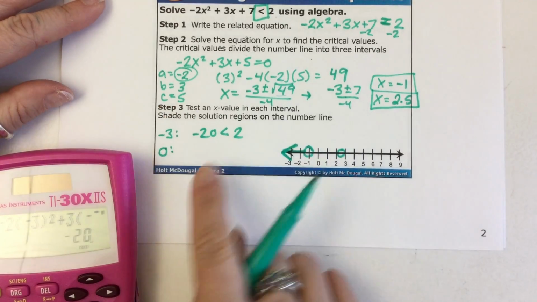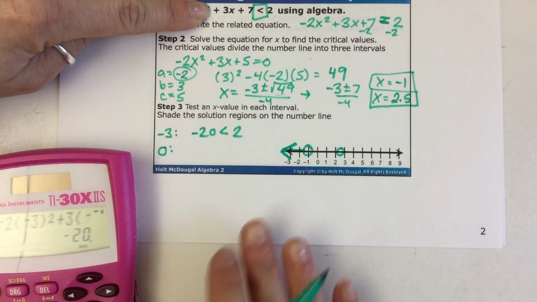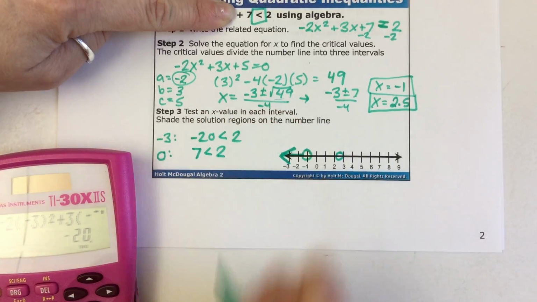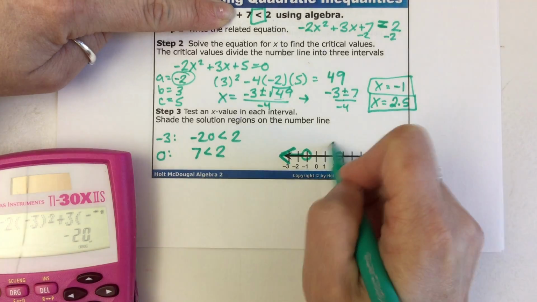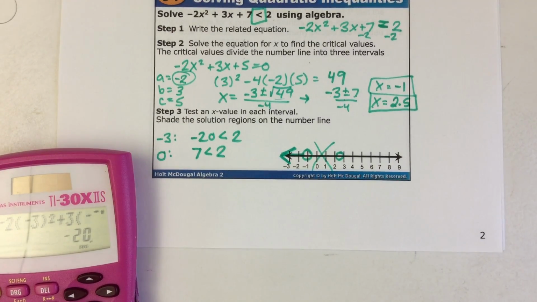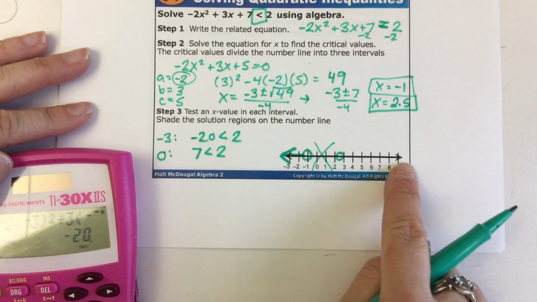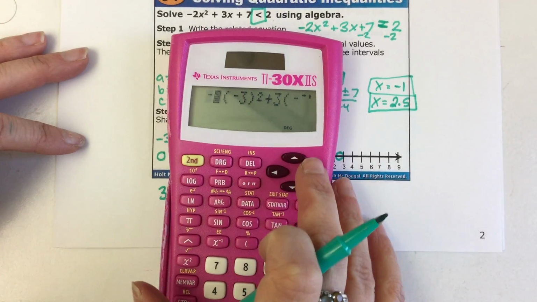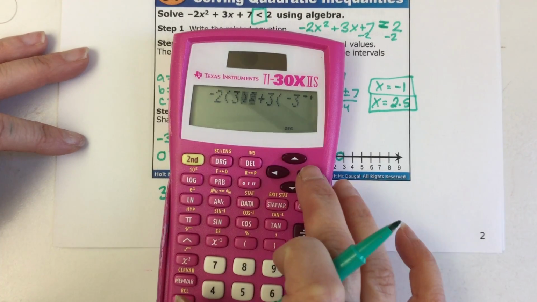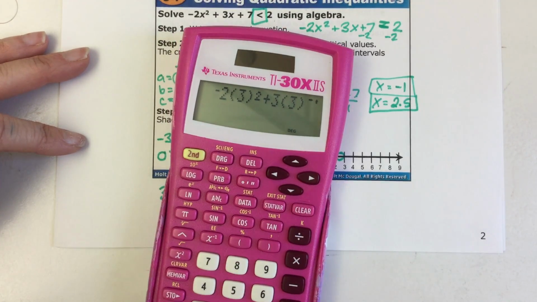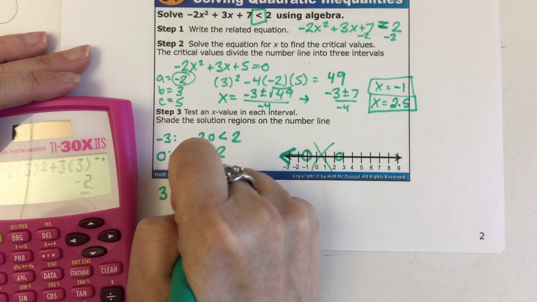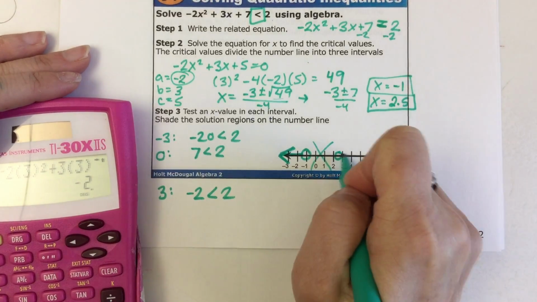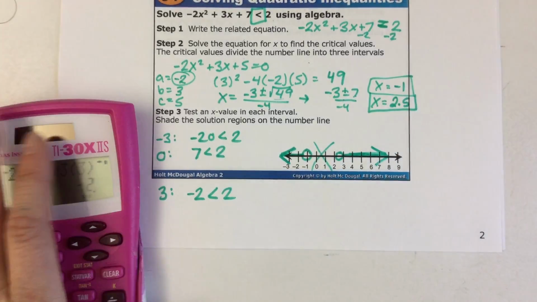Now I have to try one in between. So let's try 0. If I put in a 0, this would cancel, this would cancel. All I have left is 7. Is 7 less than 2? Nope, so I do not shade in between them. Now I try a value that's bigger than 2.5. Well, I'm going to try 3 because 3 is to the right, and then I can just go up here and delete all of the negatives from the 3, and I get negative 2. Is negative 2 less than positive 2? Absolutely, so I would shade to the right.